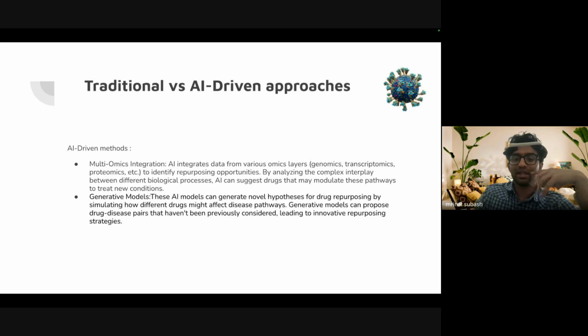So there are multiple pathways for various diseases, and a generative model can actually propose drug-disease pairs that haven't been previously considered. The traditional method, which is human intervention, is through trial and error. But generative models have already been pre-trained on a certain neural network architecture, and that architecture predominantly relies on drug-disease pairs.